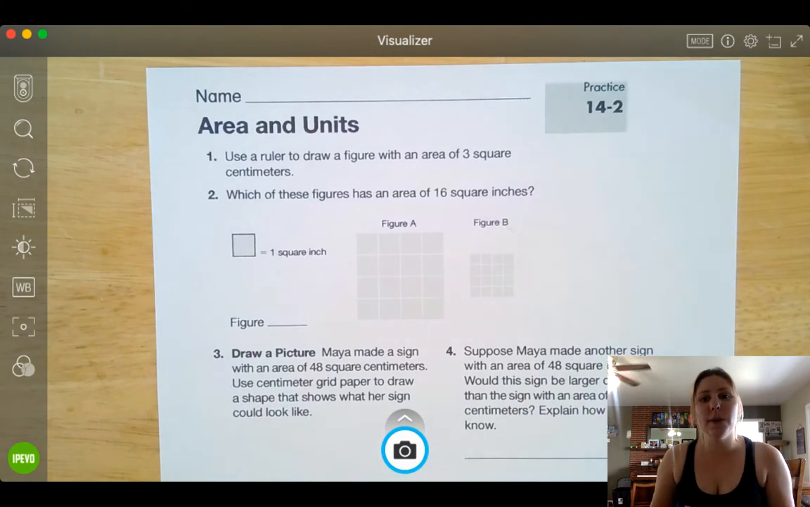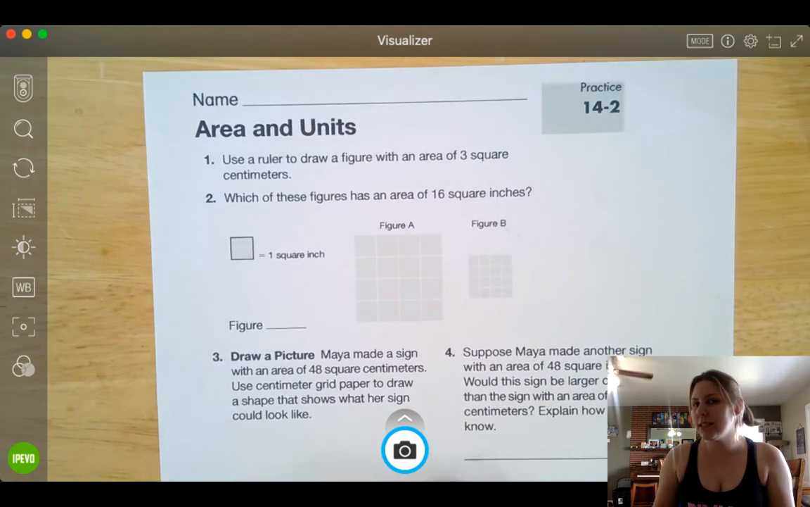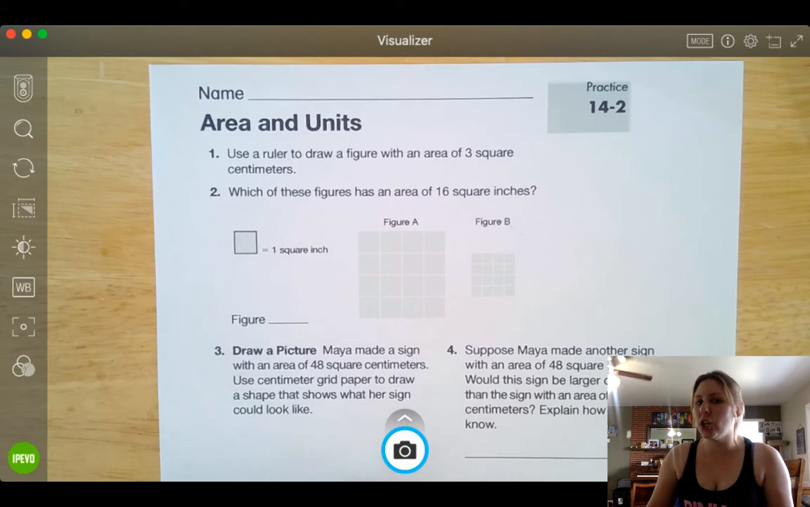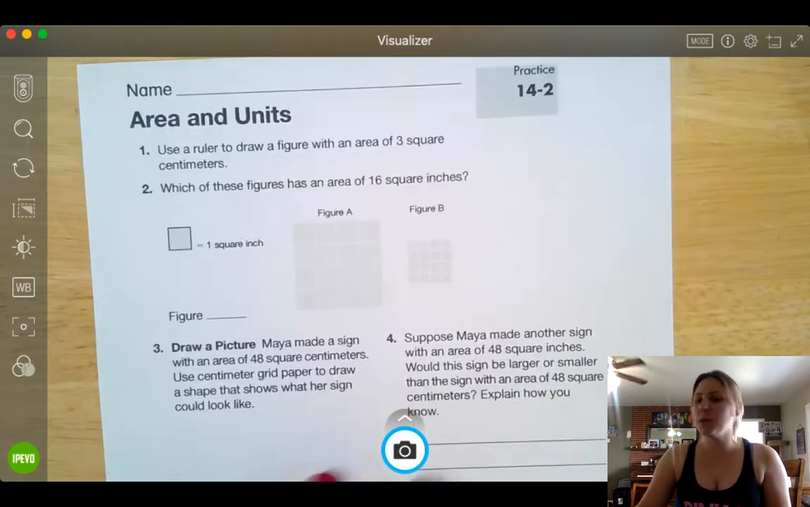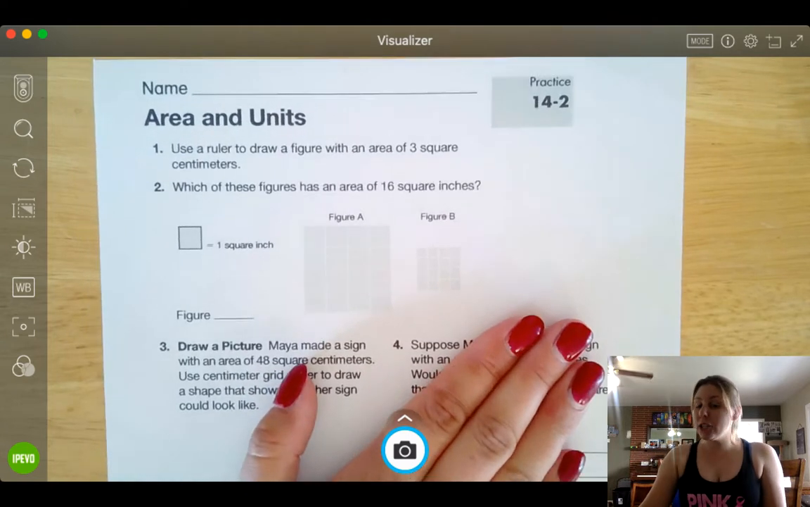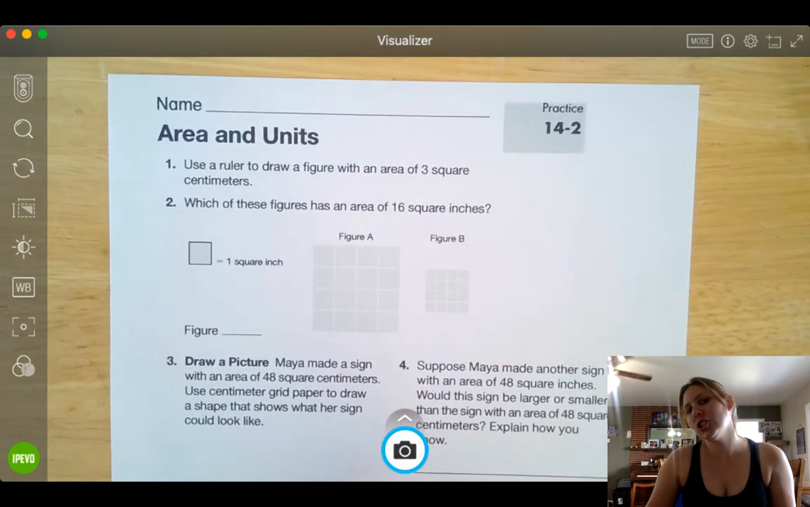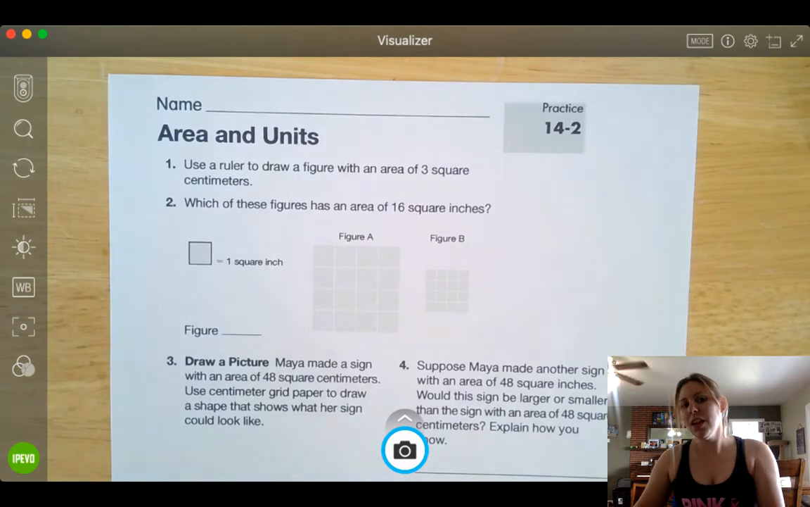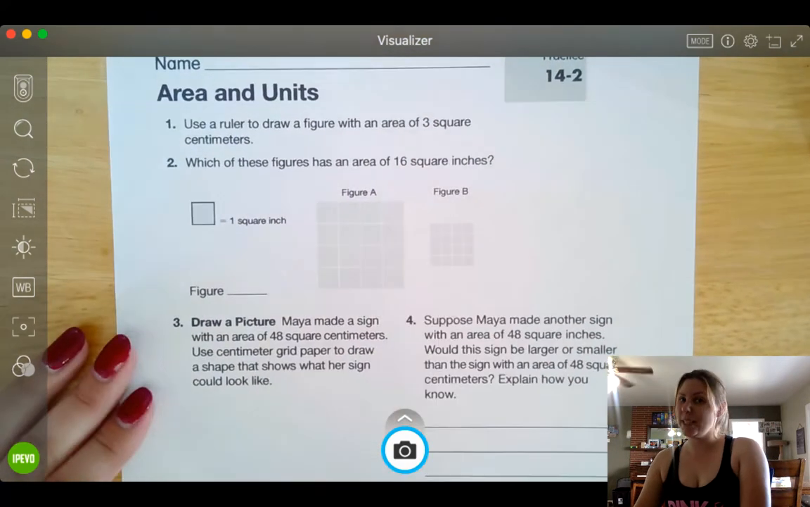So I'm going to do this with you. You should have already done this on your own, and this is just to check your work. So if you have not done this worksheet on your own yet, please press pause on this video and then go back and do that worksheet, and then come back here to check your work with me. So we're going to go through practice 14-2.